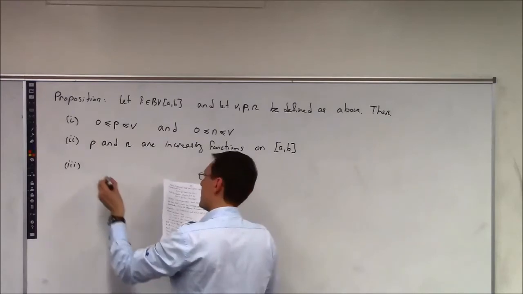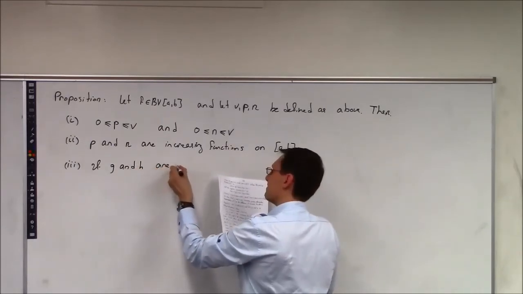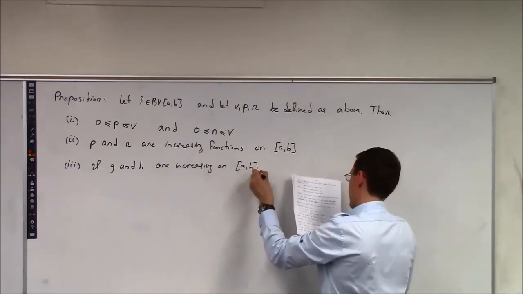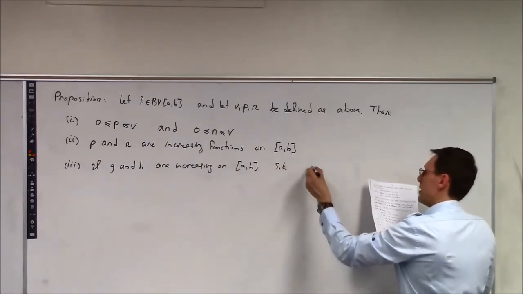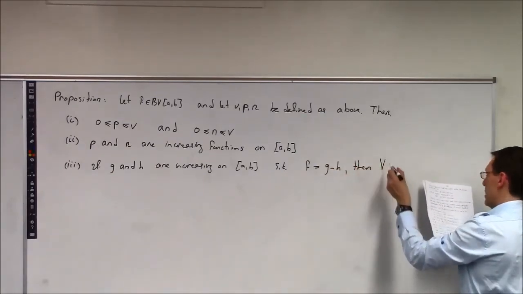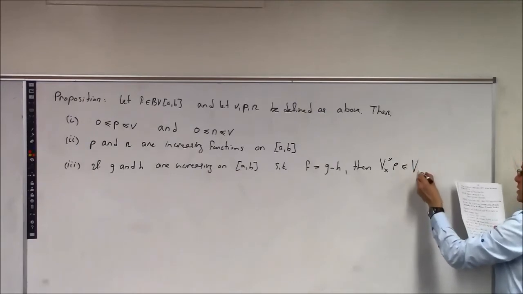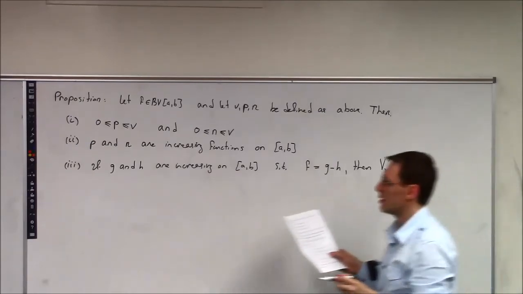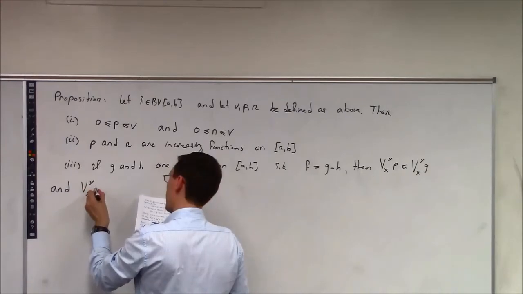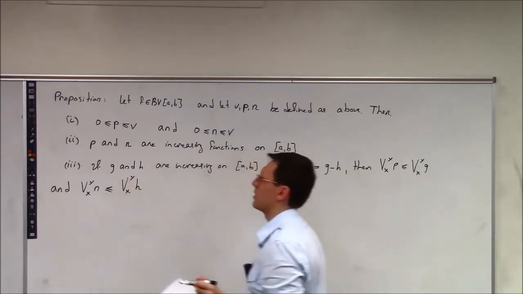Three, if G and H are increasing on [a,b] such that f is equal to G minus H, then the total variation from x to y of P will be smaller than the total variation from x to y of G, and the total variation from x to y of N is less than or equal to the total variation from x to y of H.